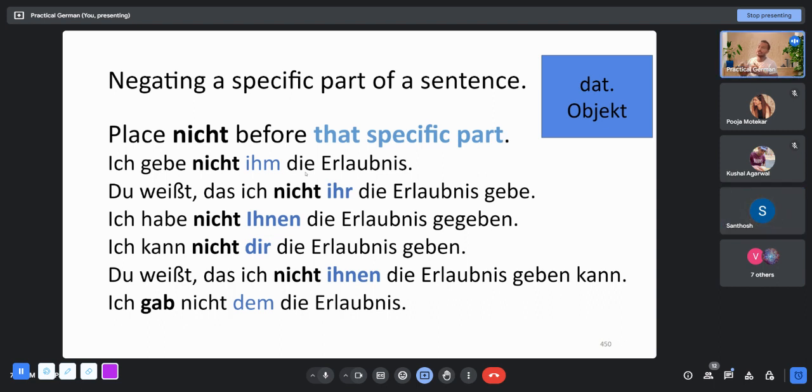Of course, this is just one sentence. Ich gebe nicht ihm die Erlaubnis, sondern gebe ich ihr die Erlaubnis. Something like that. For example, ich gebe nicht Santosh die Erlaubnis, sondern gebe ich Pooja die Erlaubnis. Yeah, of course, your question was legit. It's a good question. It's just that today's topic is nicht.